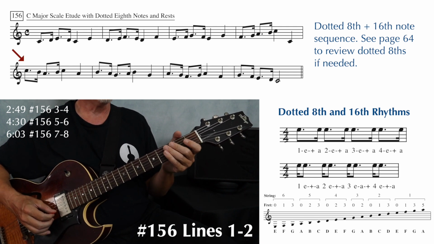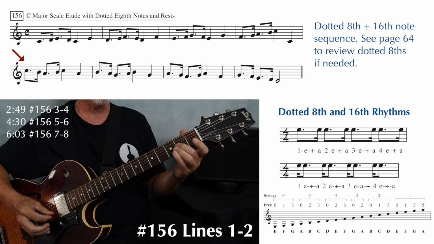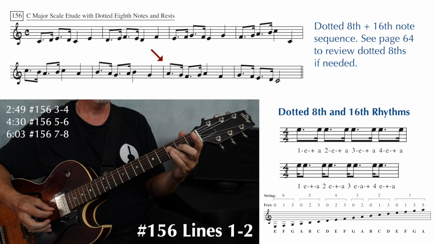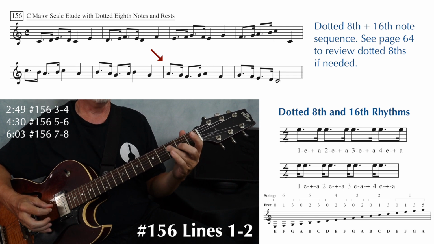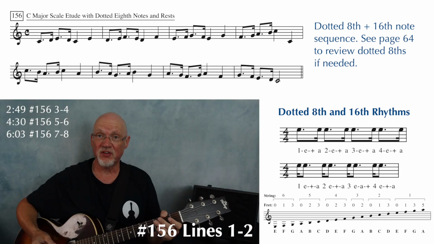Line 2, we're reversing all that, starting on the upper C, moving our way down, but same rhythm, 1E and a 2E and a 3, 4. Next measure, starting on a B, 1E and a 2E and a 3, 4. Next measure. Then a little scale moving down. 1E and a 2E and a 3, 4. Put that all together, and here's what you got for lines 1 and 2.